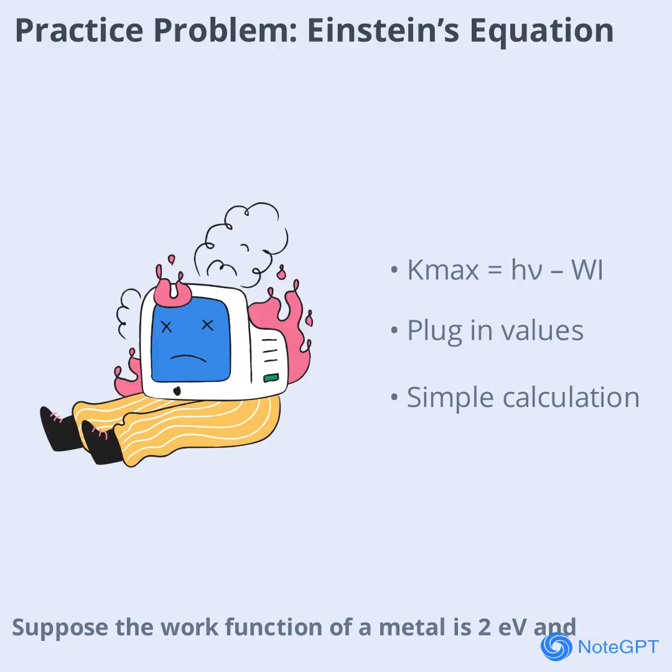Suppose the work function of a metal is 2 eV and light of frequency corresponding to 3 eV energy falls on it. What is the maximum kinetic energy of the emitted photoelectrons? Using Einstein's equation, K max equals hν minus φ, which is 3 eV minus 2 eV equals 1 eV. This simple calculation shows how to apply the equation in exam problems.